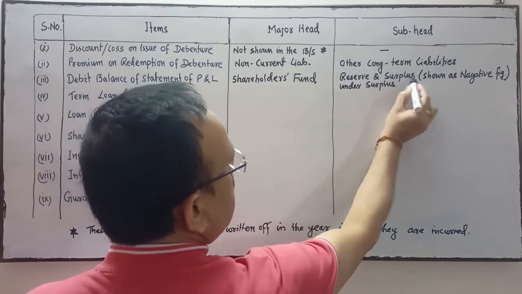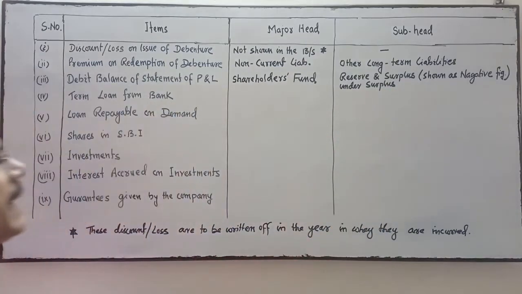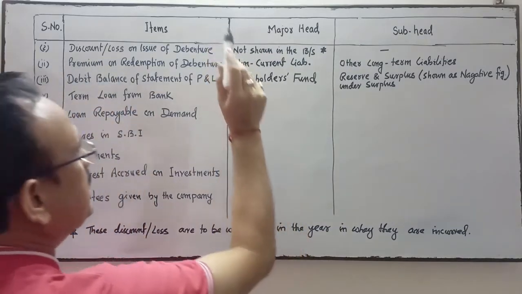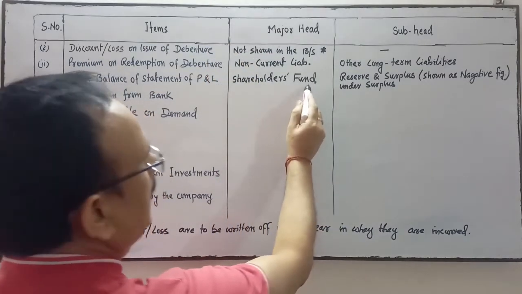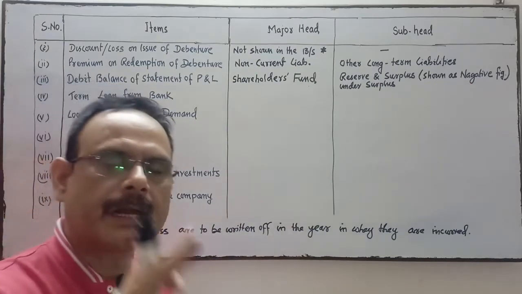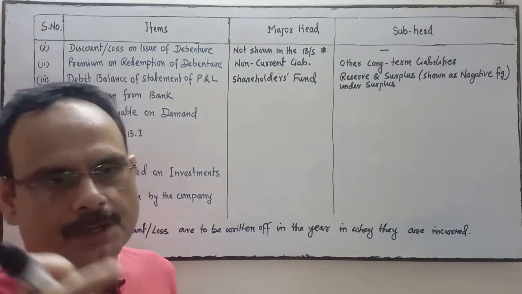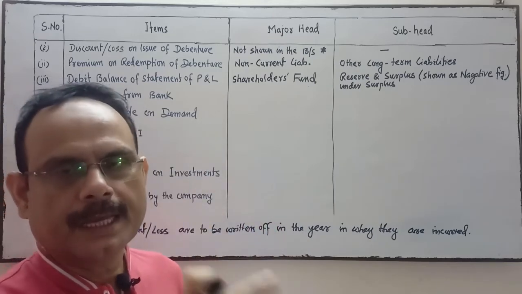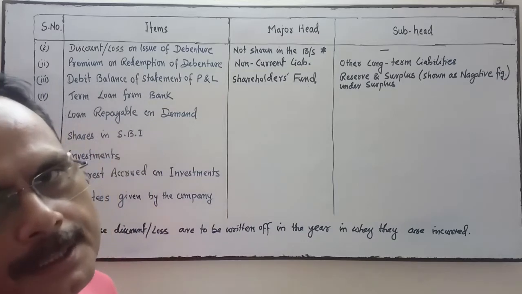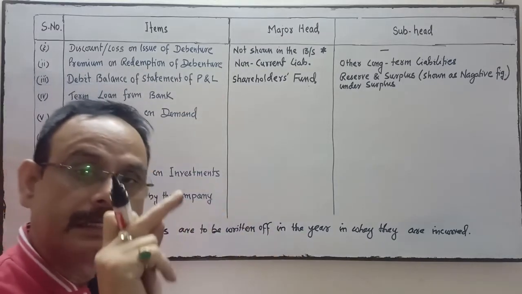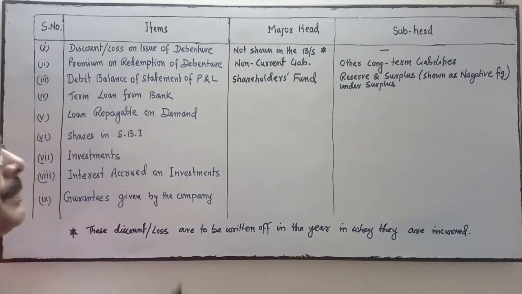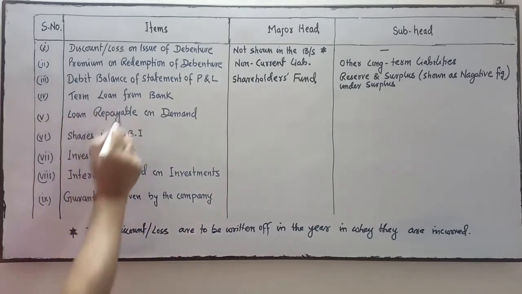Under this, shown as a negative figure under surplus. So the debit balance of the statement of P&L: the major heading is shareholders' fund and the subheading is reserve and surplus, and it is shown as a negative figure within the bracket, under reserve and surplus.